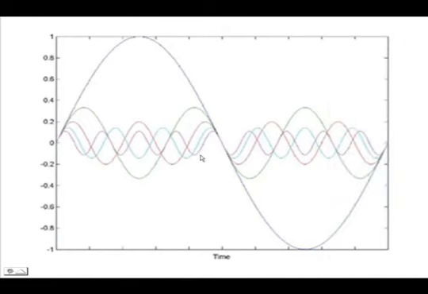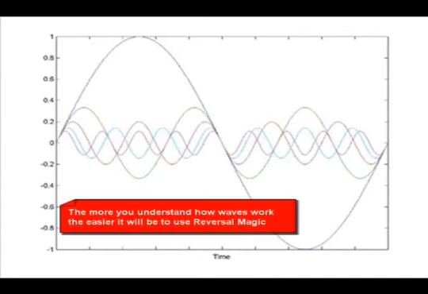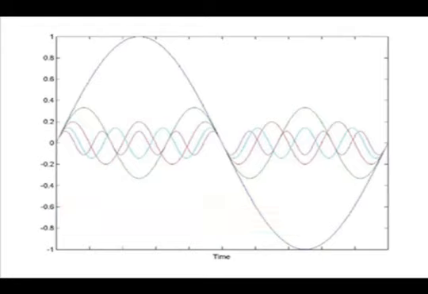No matter what market you are trading, they all follow patterns of waves and their combinations as they blend together. The more you understand how waves work, the easier it is to understand and use reversal magic. Some markets will have just a few waves, and they're fairly simple. Some much more complex, but they all still follow the same principles. The more you understand how the waves operate, well, the better you'll be able to trade those markets effectively for profit.